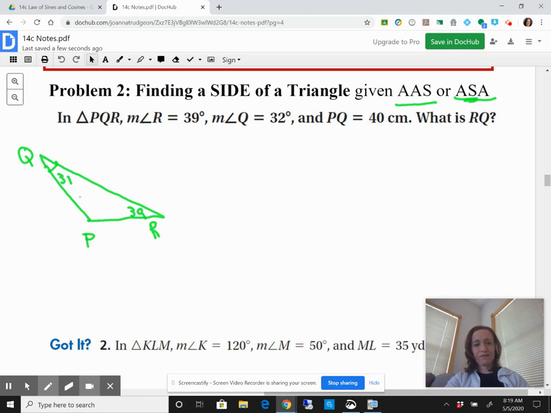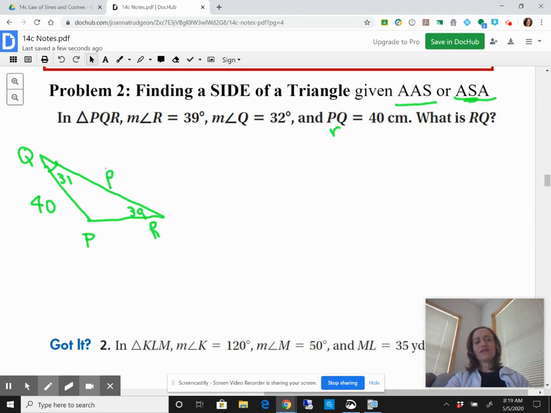We might not. Okay. But then it says that PQ, which is the same thing, by the way, as little side R. Sometimes the book writes it using the two letters and sometimes it does not. So this is what we have. And it says, what is RQ? RQ is this side, which would be little side P.